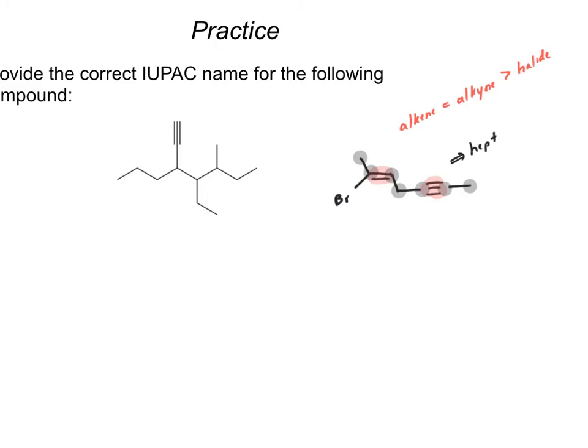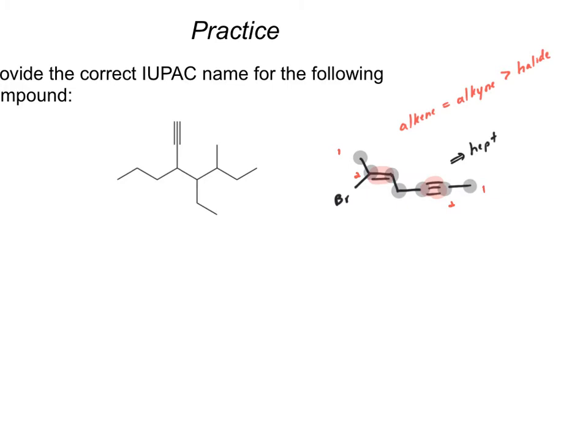Okay, so then the question is, how do we number this? Who are we going to give the lowest number possible to? You're going to number it so that whoever comes first gets the lowest number possible. In this example, it doesn't really apply, because if we start numbering over here, it's 1, 2, and if we start numbering over here, it's 1, 2. So there's a tie.